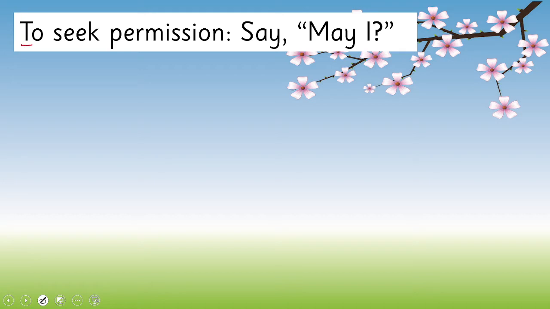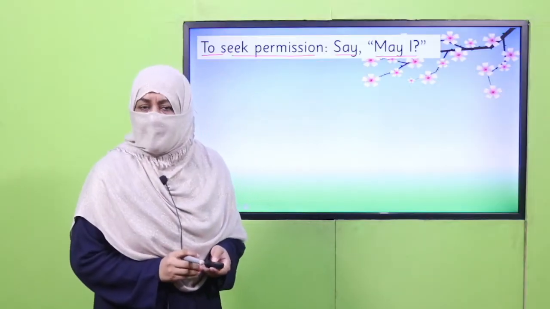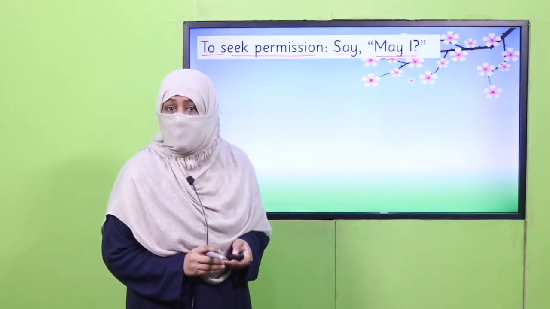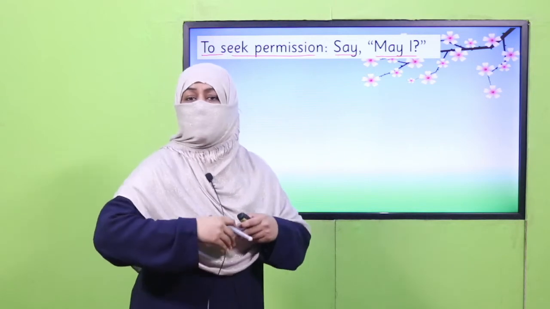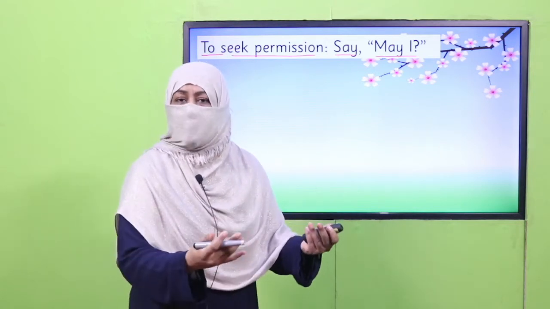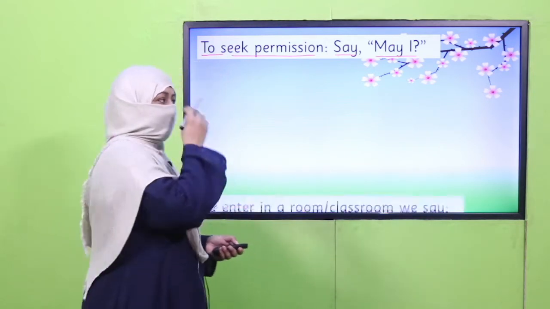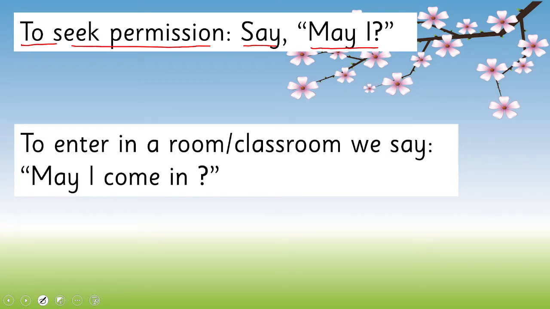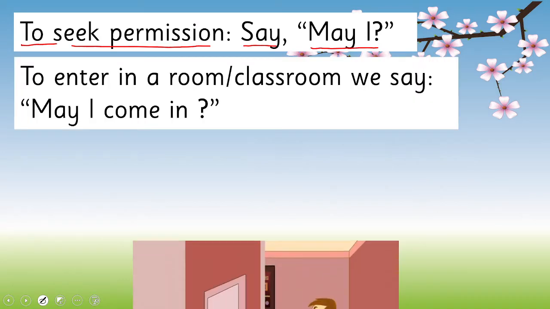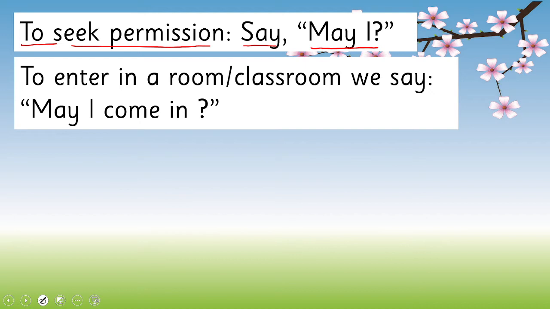To seek permission, we say, may I. Means you want to do something and you need permission. You don't start doing that. You say, may I? For example, you want to enter in a room or in a classroom. What do you say? You say, may I come in?